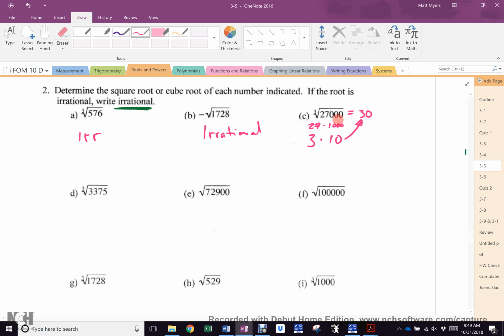Okay? What about this one? Did that one have a cube root? What was it? 15. Worked fine with your calculator. Yeah? What about this one?